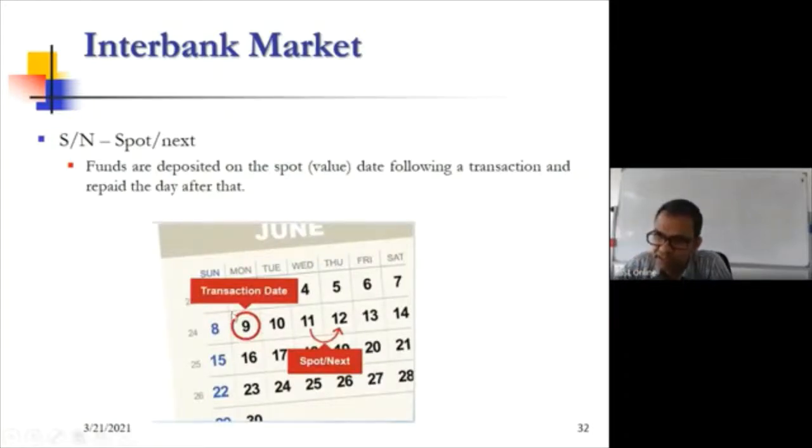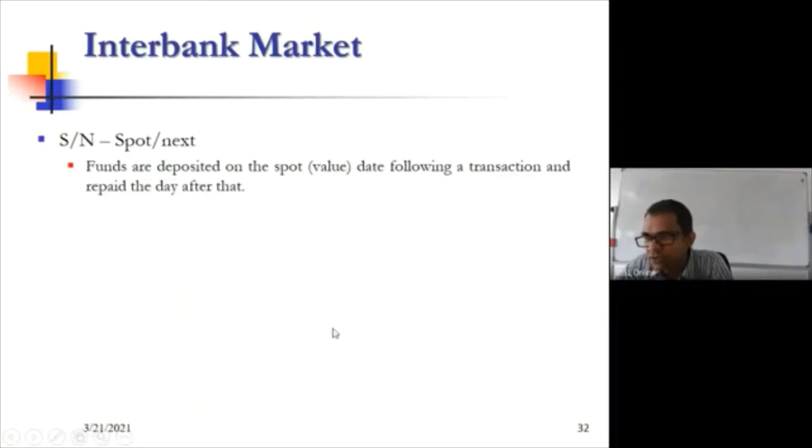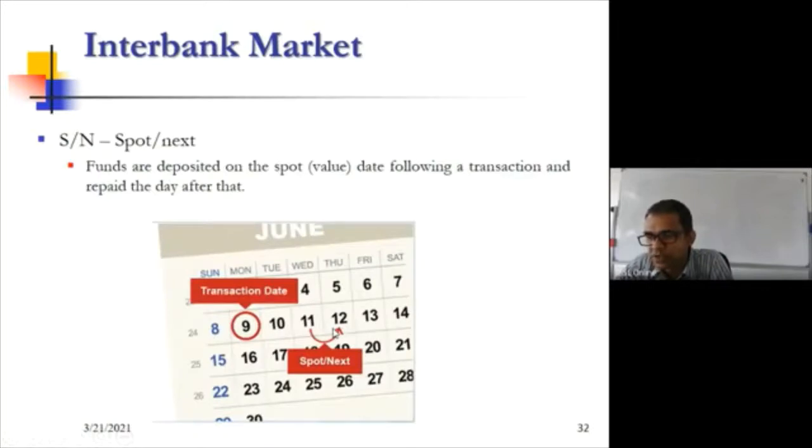Spot next. Transaction date is 9th. First settlement date is 11th, the spot date. You borrow or lend on 11th and mature the transaction on 12th. If you borrowed on 11th, you repay it on 12th. If you lent it on 11th, you receive it back on 12th. That is spot next. Remember all these three: overnight, Tom next, spot next.